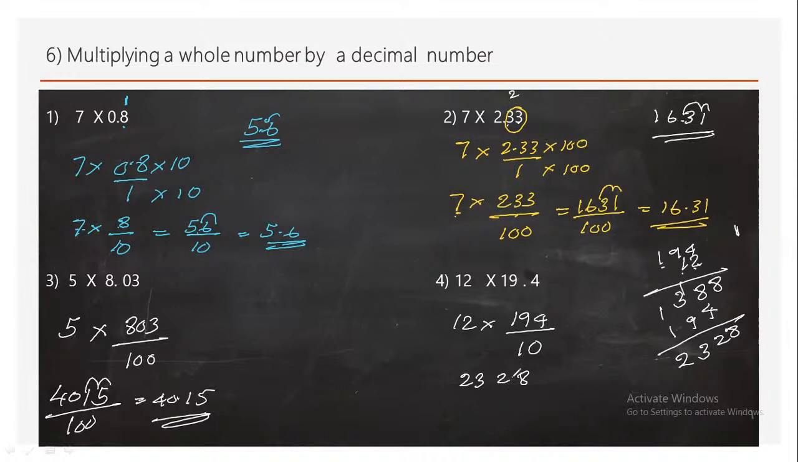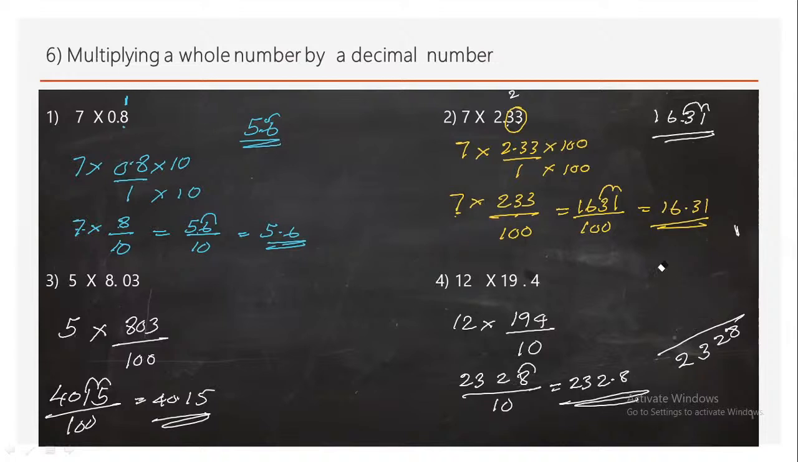2,328. One decimal place. Divide by 10, which means one decimal place, then 232.8. Instead of doing so, you can get the answer straight away. Multiply 12 times 19.4. The answer is 2,328. This one contains one decimal place, so keep the decimal place here.